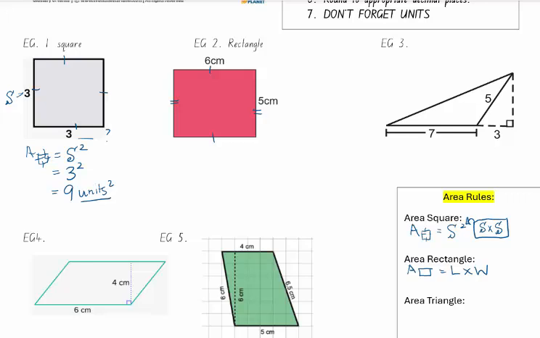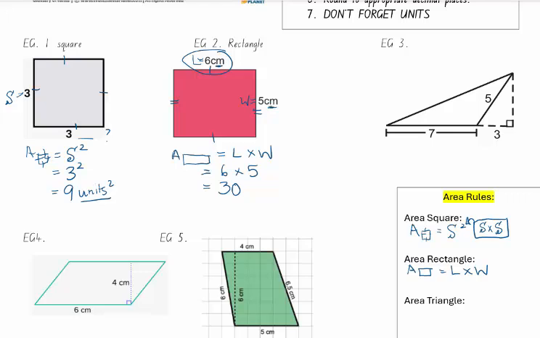Now I'm going to label my sides, length and width equals 5. Write the rule every single time: the area of a rectangle equals length by width. Sub the values. L equals 6, width equals 5. Notice they are in the same unit, so that's why I hadn't thought about any further.